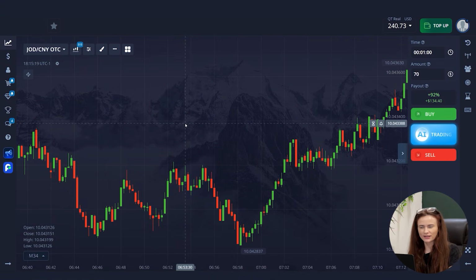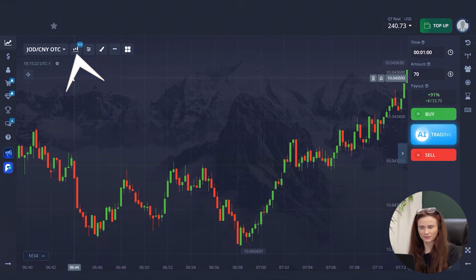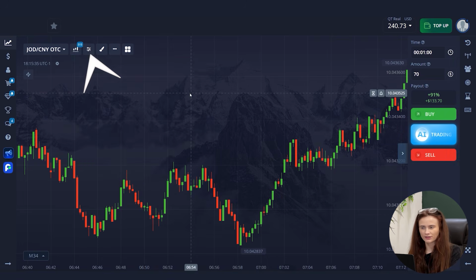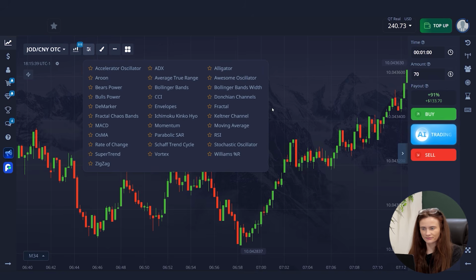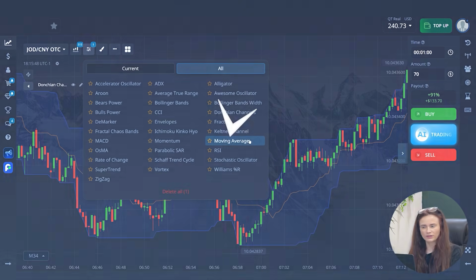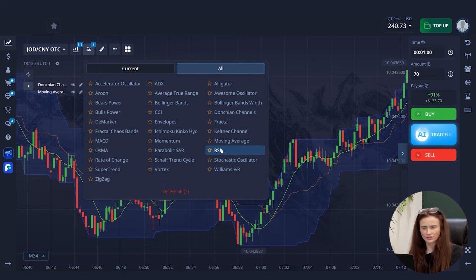Before we start the session, let me show you the settings that I use when working with the strategy. Type of graphic, I need candles. Time frame, let's leave 15 seconds. And now you need to turn on the indicators. For this, in the indicator section, I will select Don't Trade Channels. We will also need Moving Average and RSI.